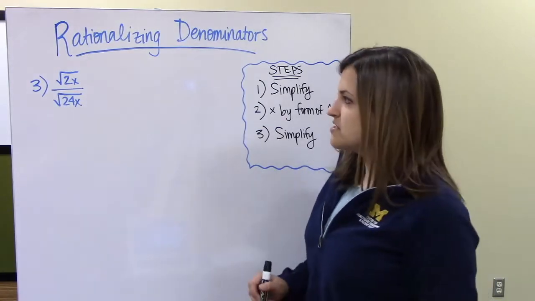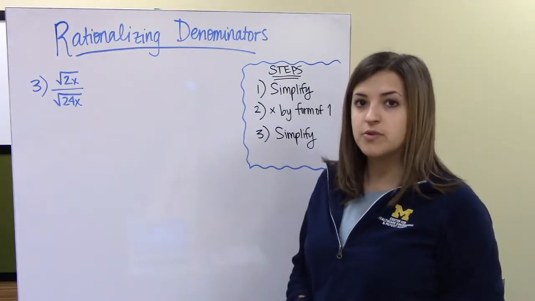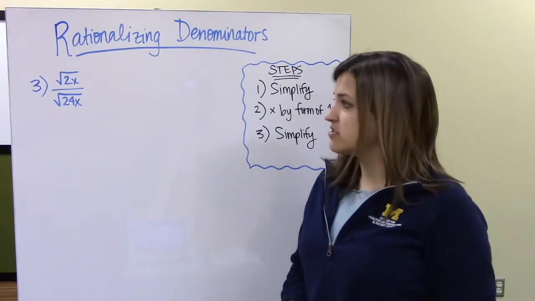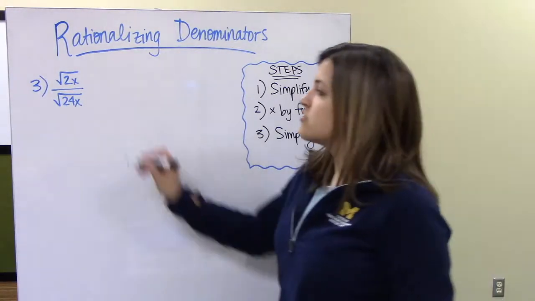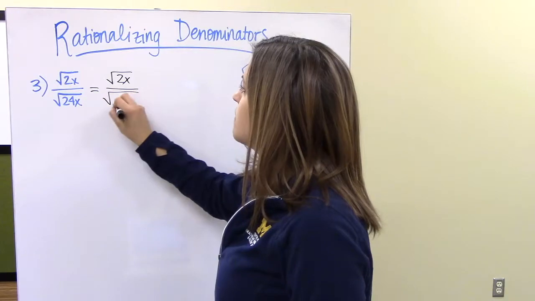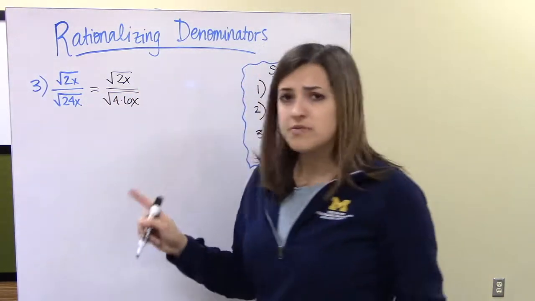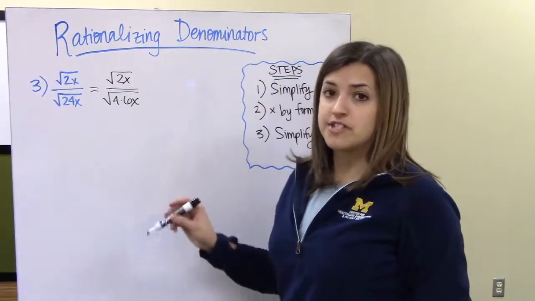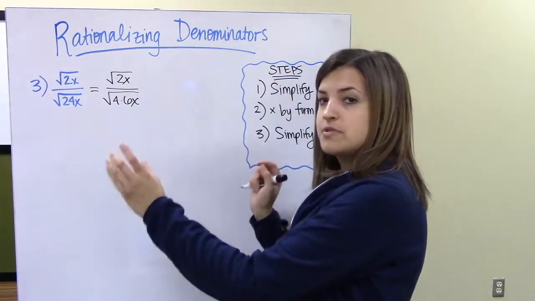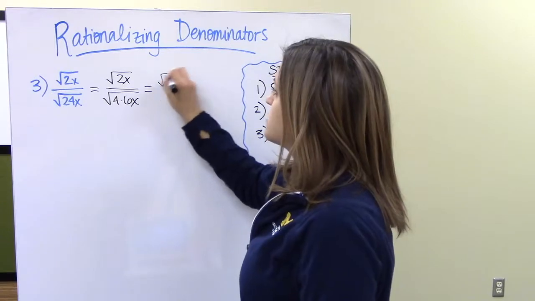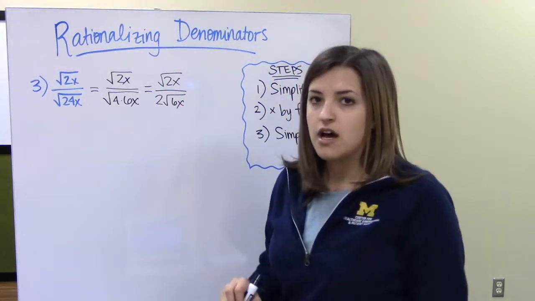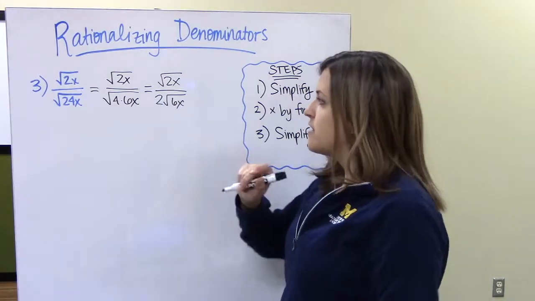Okay, our third example is square root of 2x over the square root of 24x. So our first step is to simplify. I can simplify here since 24x can be broken down. So let's rewrite this as the square root of 2x over the square root of 4 times 6x. You always want to break these up into something with a perfect square if you can. So 4 is my perfect square. I can break those two up using our product property, and I'm going to get square root of 2x over 2 square root of 6x. I'll leave you to check that by yourself, but let's move on.